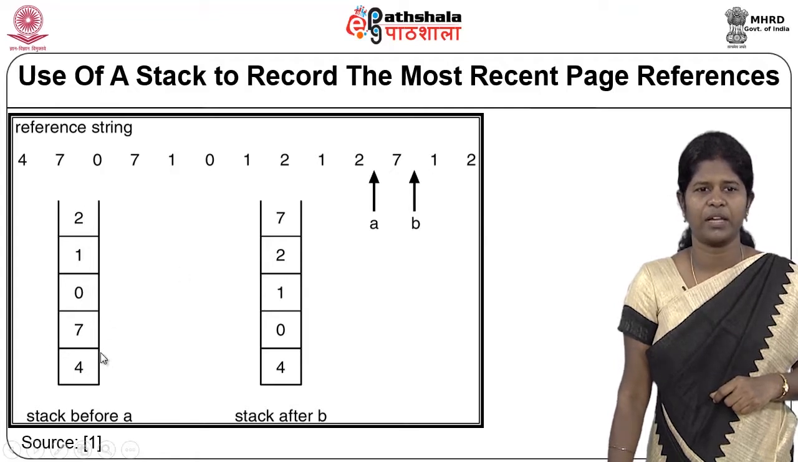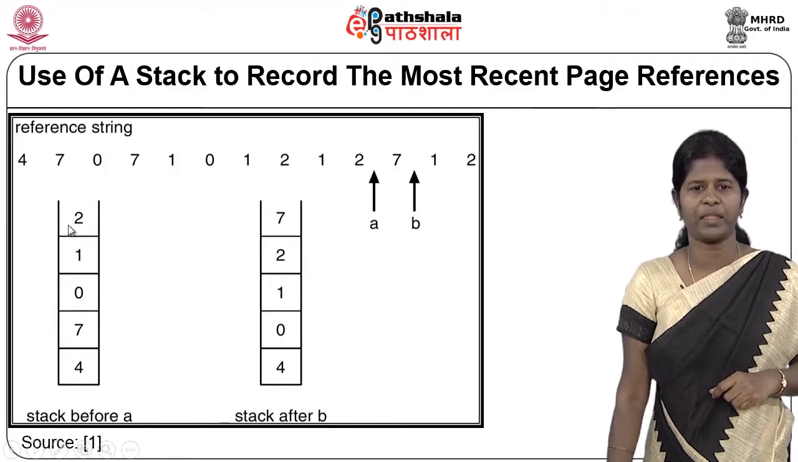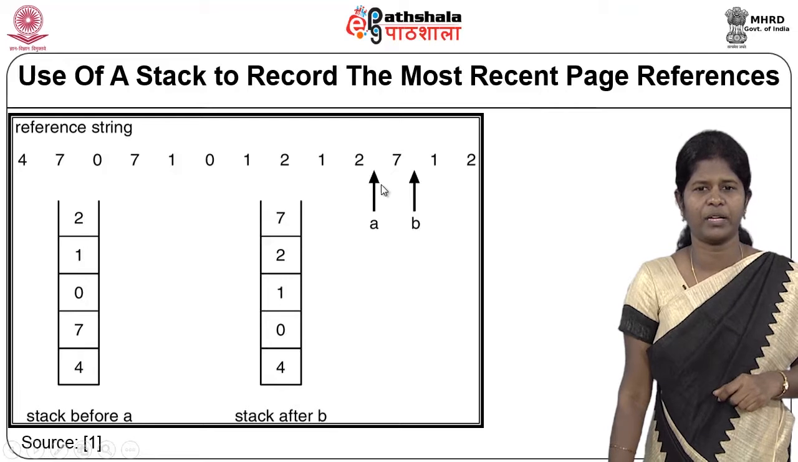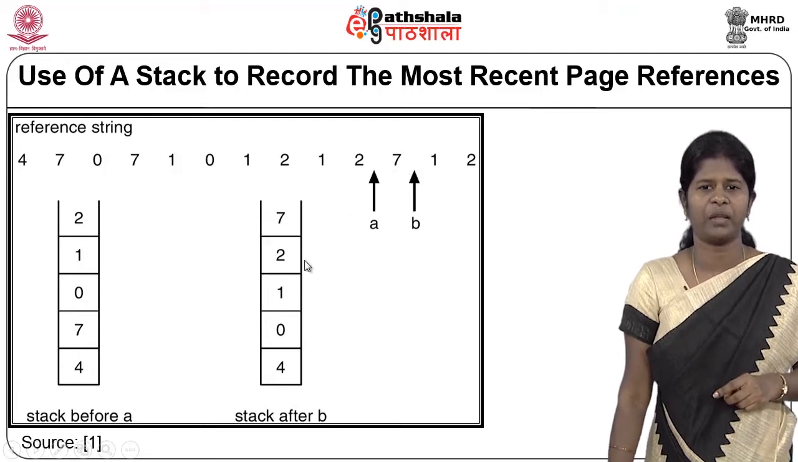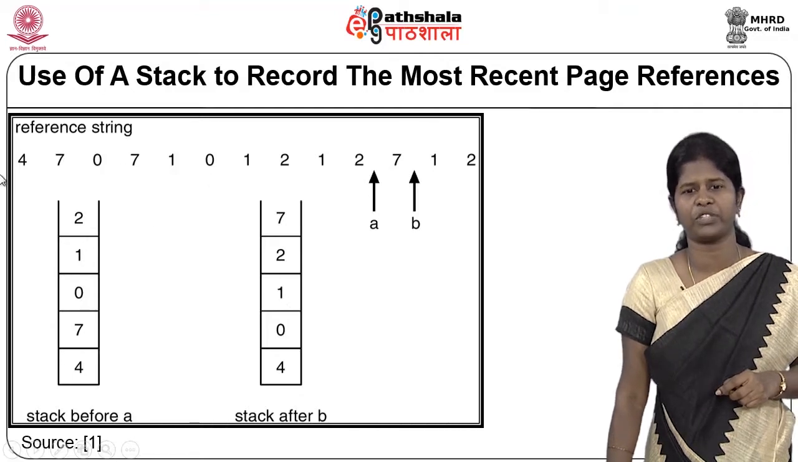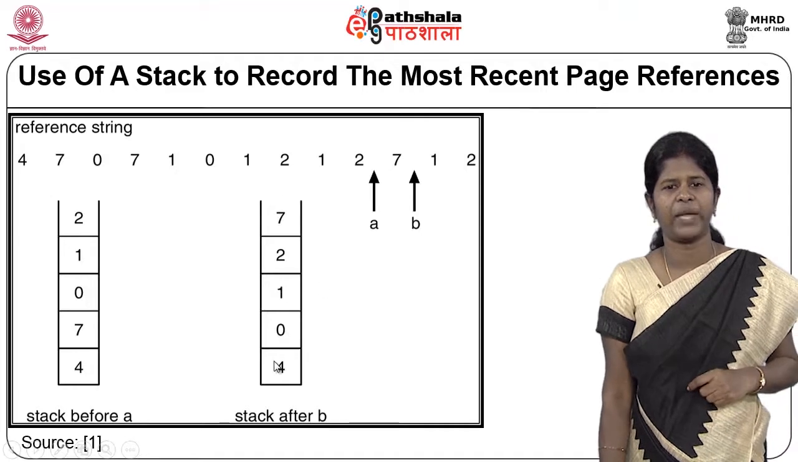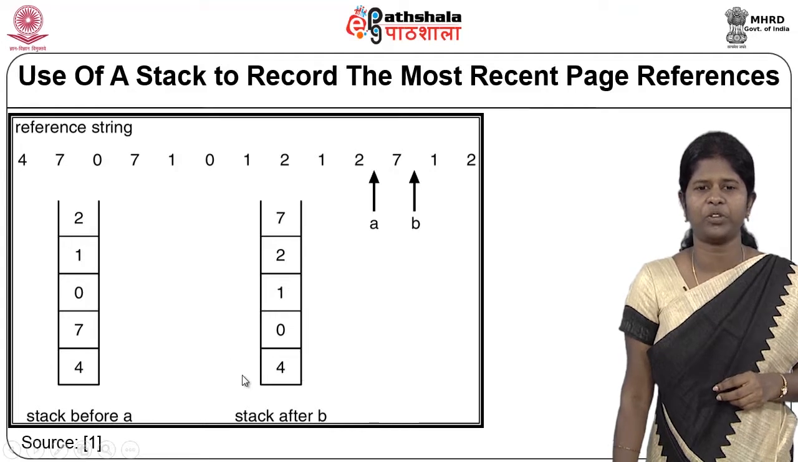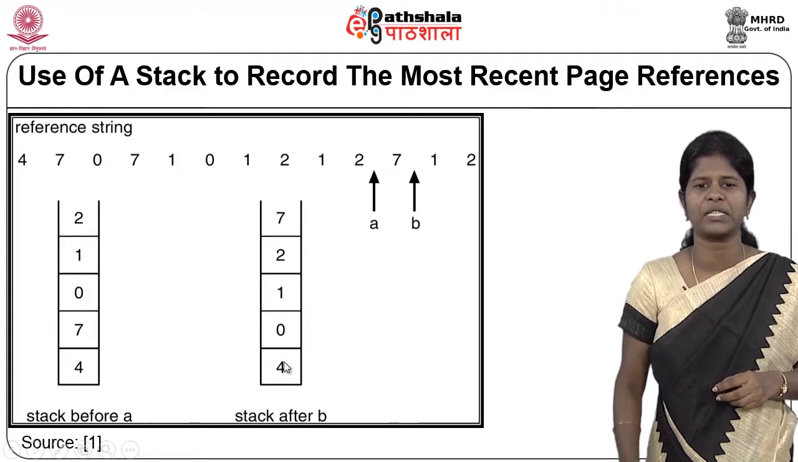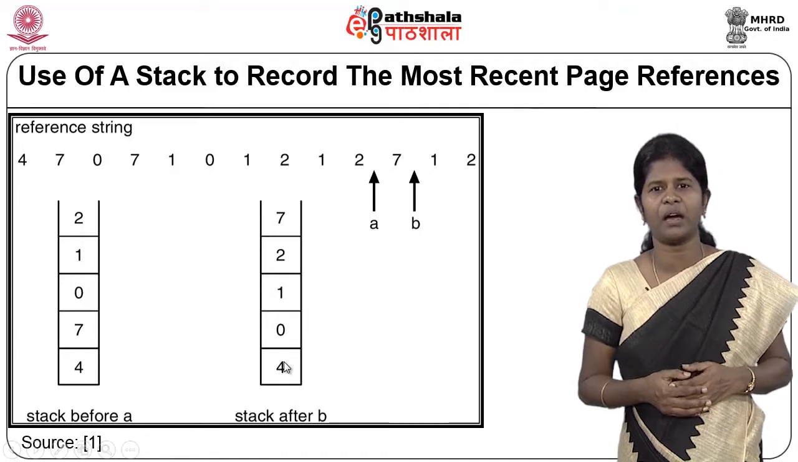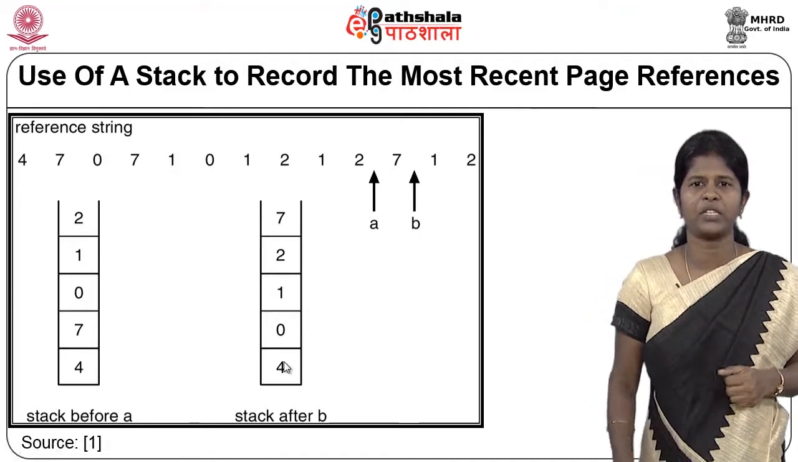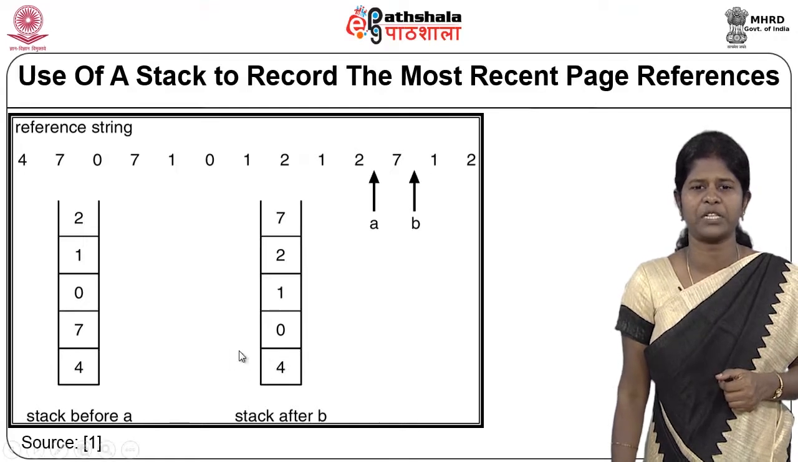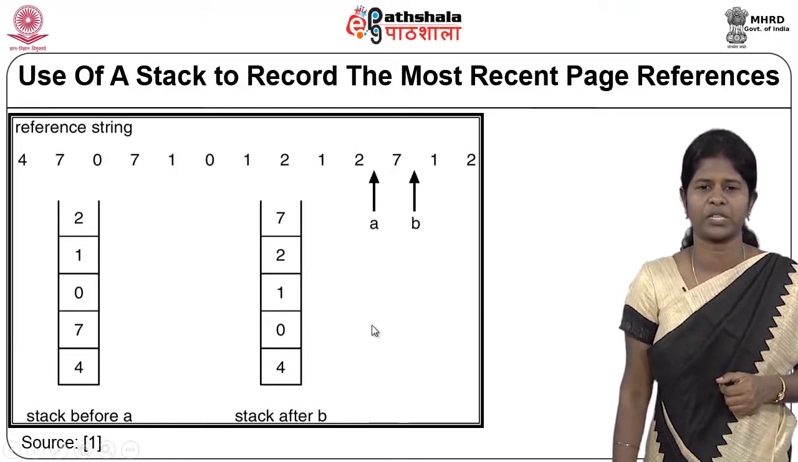So, 7 is removed from here and moved to the top of the stack, and the other ones just go down. So, here it will look like 7 was used, and before that 2 was used, and before that 1 was used, and before that 0 was used, and before that 4 was used. So, this maintains the least recently used concept, and you can see that 4, at the bottom of the stack, is the one that is least recently used. So, whenever there is a need for page replacement, the page chosen for replacement will be the page at the bottom of the stack.